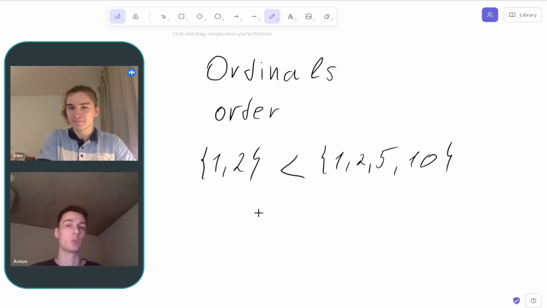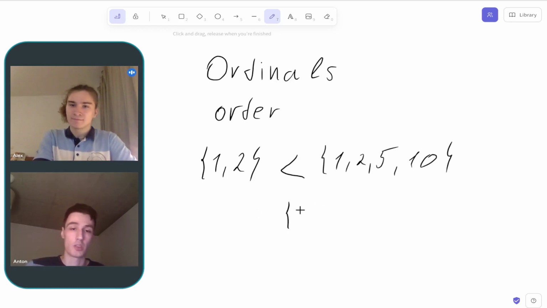Namely, we can imagine those are just colorful balls, right? So you have an orange ball, a blue ball, a red ball. You cannot compare them. You can do nothing with them. They're just distinct or the same. This is the only thing you have.